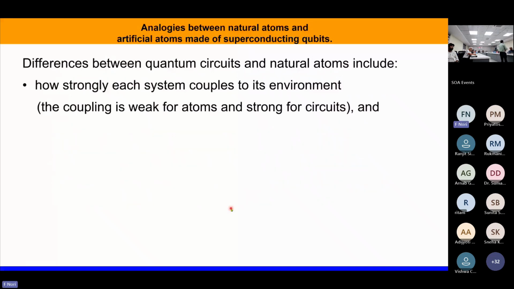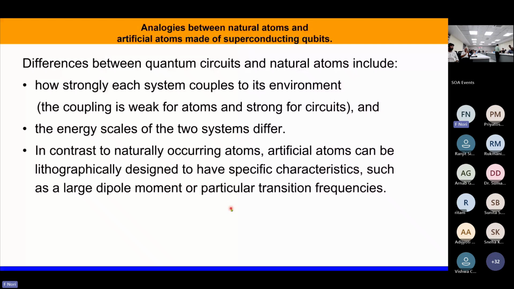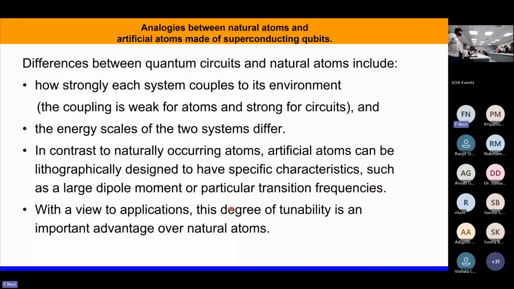And then, of course, they couple to the system very differently. The coupling is weak for atoms and strong for circuits. The energy scales are different. And the artificial atoms can be lithographically designed to have the characteristics you want. You want to have a larger dipole moment, you want to have different frequencies. So you have control. You're creating atoms in the lab. And this is important. This opens a new direction in quantum nanoelectronics that goes way beyond quantum computing.